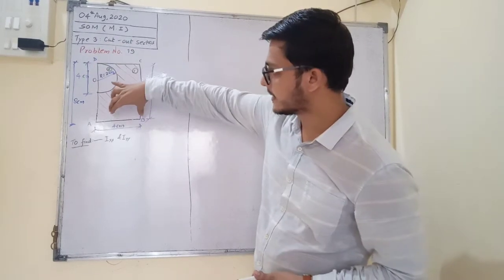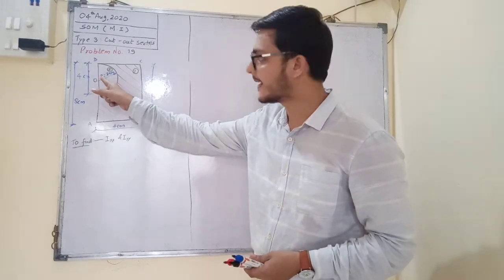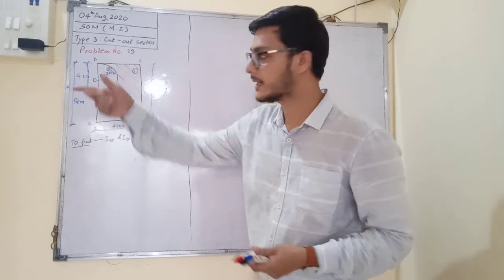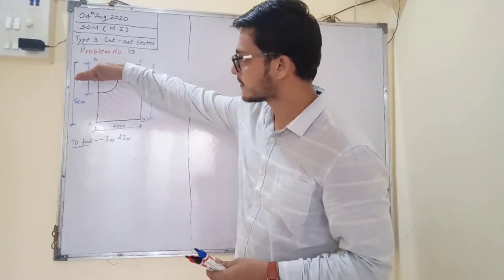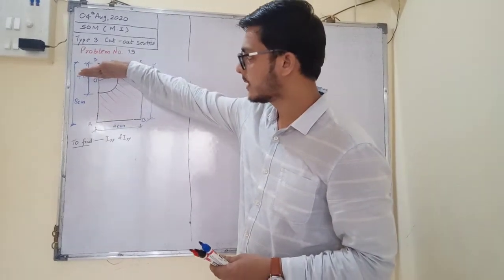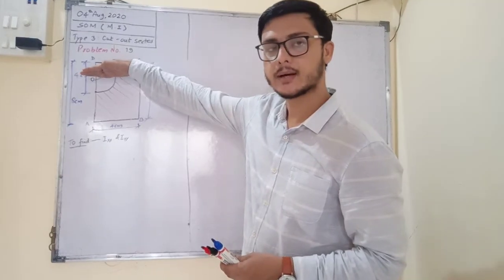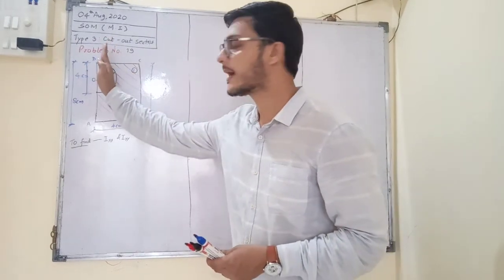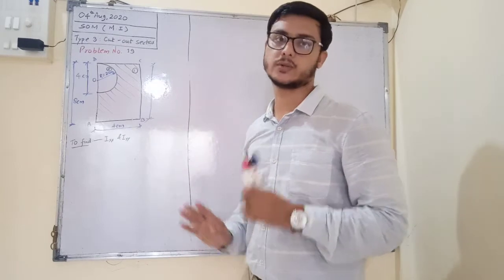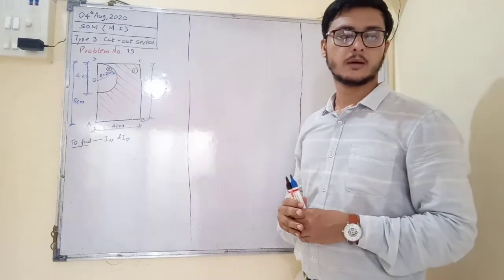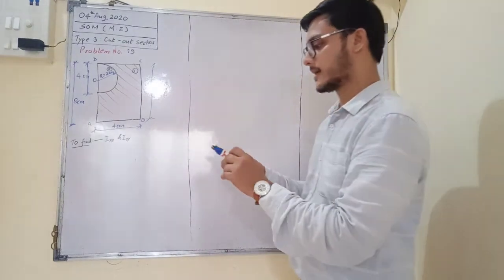Usually we see a semicircle like this. So here the formulas of I-x and I-y of the semicircle will interchange. This will be the x-axis of the semicircle. So its formula for I-x will be pi by 8 r raised to 4 and I-y will be 0.11 r raised to 4. This you have to remember in this problem. Find I-x and I-y. So we'll start with the solution.